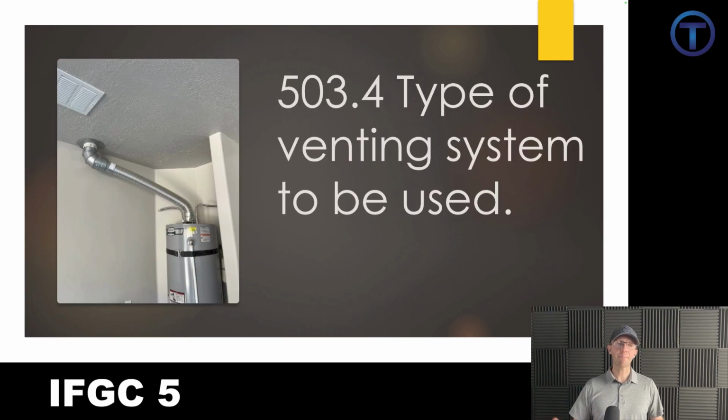503.4 talks about the type of venting system that is to be used. Now, what does that mean? Let's go back to our introduction to this chapter, Chapter 5, where we examined the difference between categories of appliances and the different types of vents that can be applied, be it B vent or C or single wall or whatever. There are different ways, different materials that we can use. And how do you know which one can be used for what appliance or for what category of appliance? That's what 503.4 is all about.